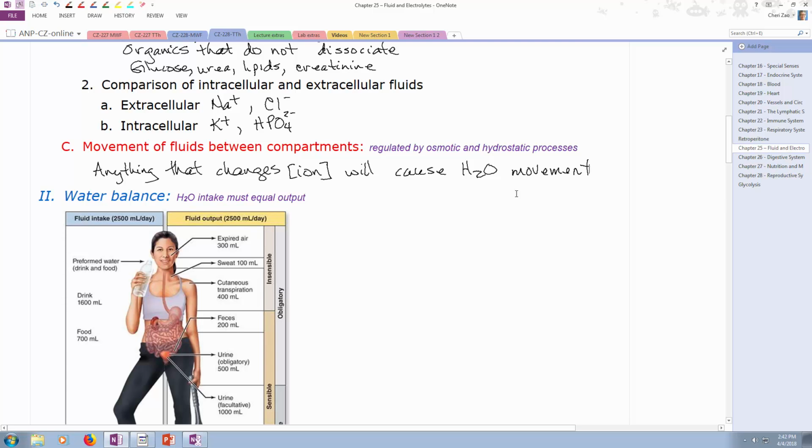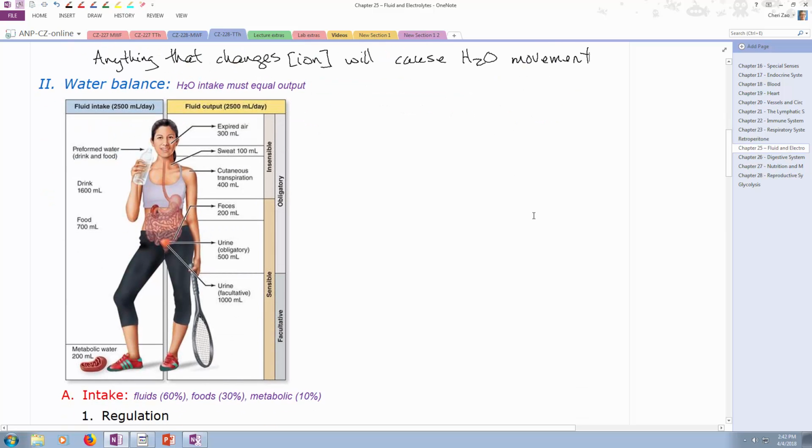So now we're into water balance. Water intake must equal water output. And let's take a look here. It says that we take in approximately 2.5 liters a day of fluid, and we put out approximately 2.5 liters a day of fluid. And the larger the person, obviously, the more this resembles this story, and the smaller person, obviously, less intake and less output. So we'll deal with this 2.5 liters a day.